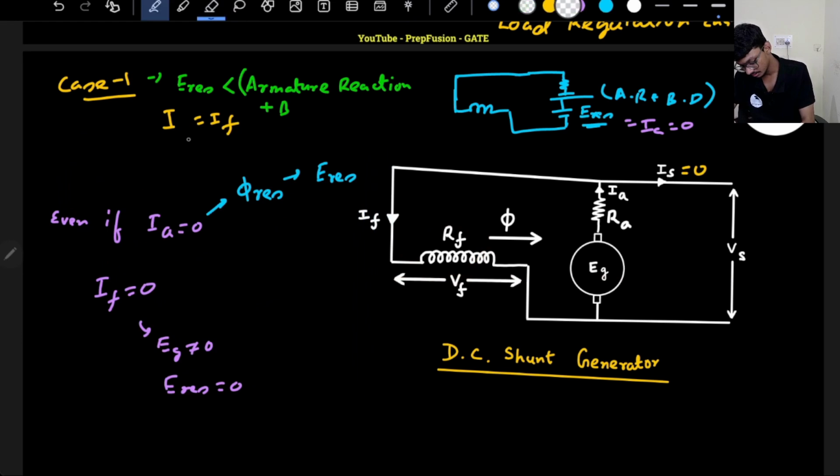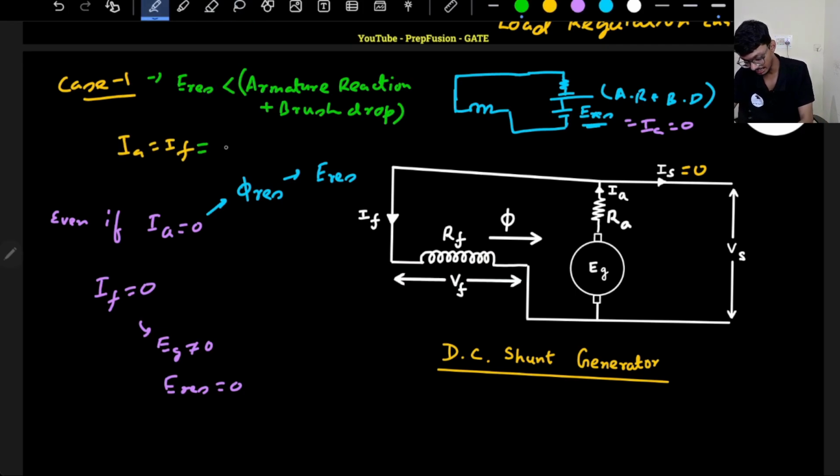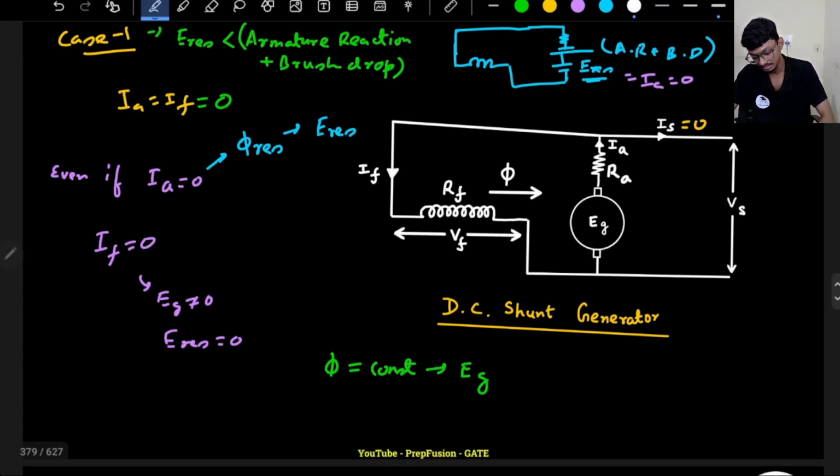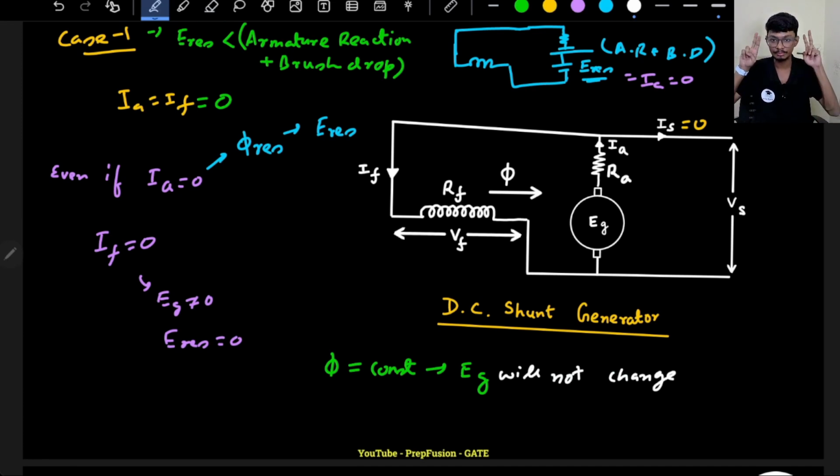So basically my residual voltage is less than the brush drop and the armature reaction. If this is the case, that means my armature current and field current both will be 0. So my flux never changes. If flux is constant, that means my EMF generated will also be constant. It will not change. So here in this case, EG will not change, and we give it the term that voltage buildup has failed.